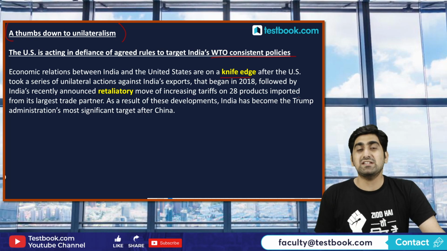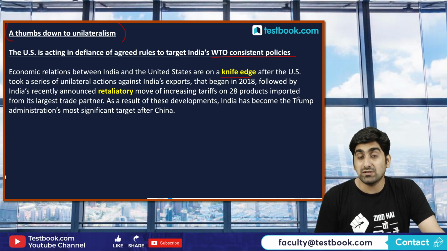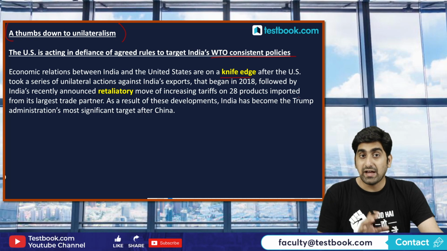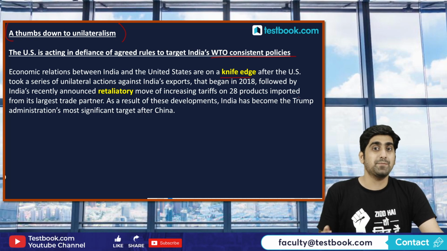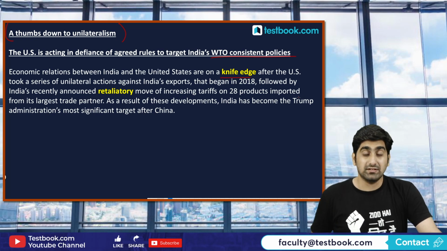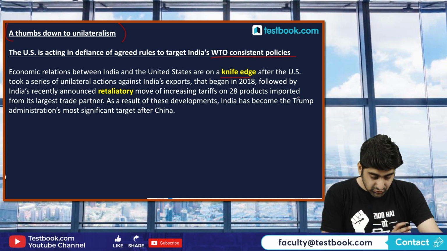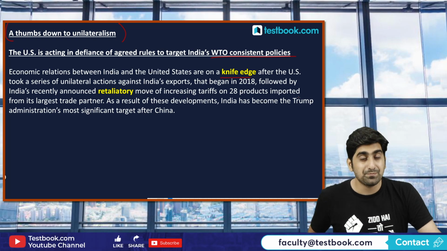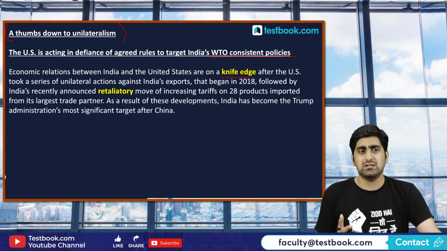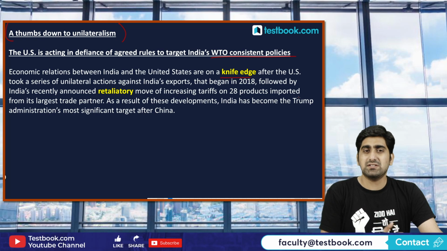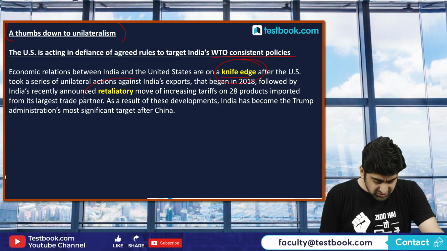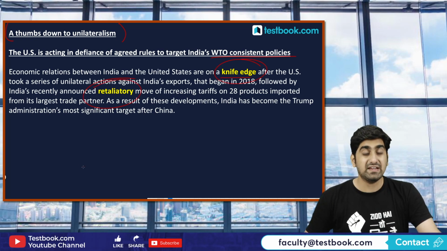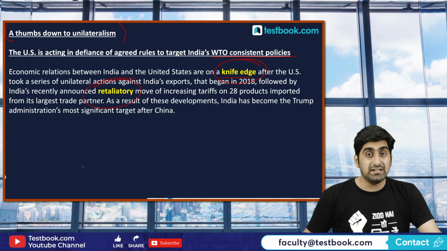So here we can see the theme, here we can see the subject that has been introduced, and the issue is कि India जिस तरीके से आगे बढ़ रही है, and that is the cause in the eyes of US President Donald Trump, and now they are taking the agreed rule, they are stepping it back और वो unilateral होने की कोशिश कर रहे हैं. Here we have two most important words. The first is knife edge and the second is retaliatory.